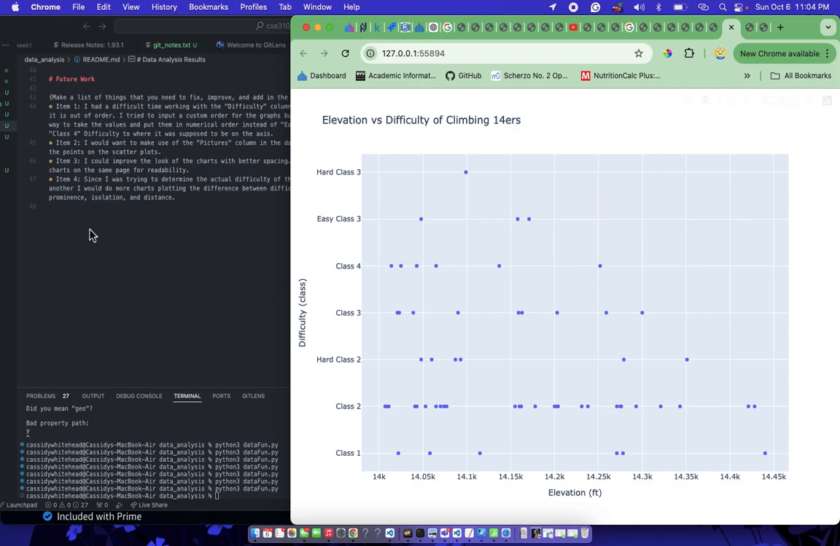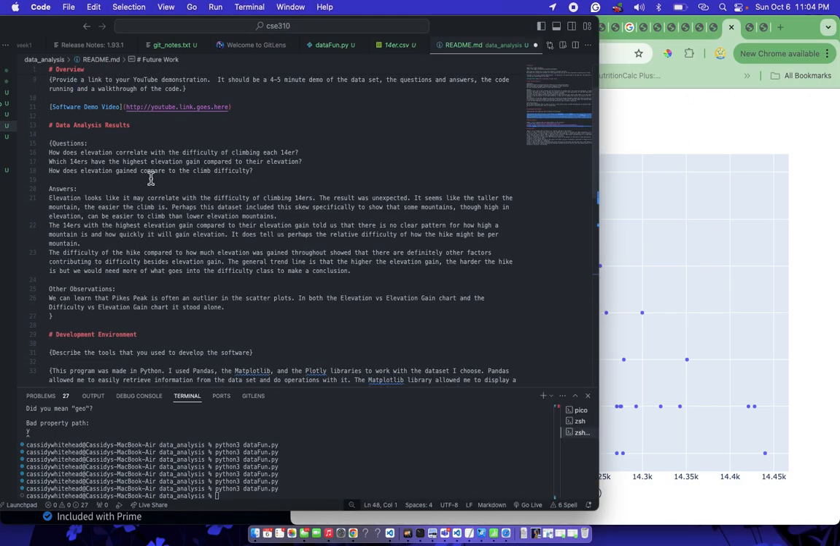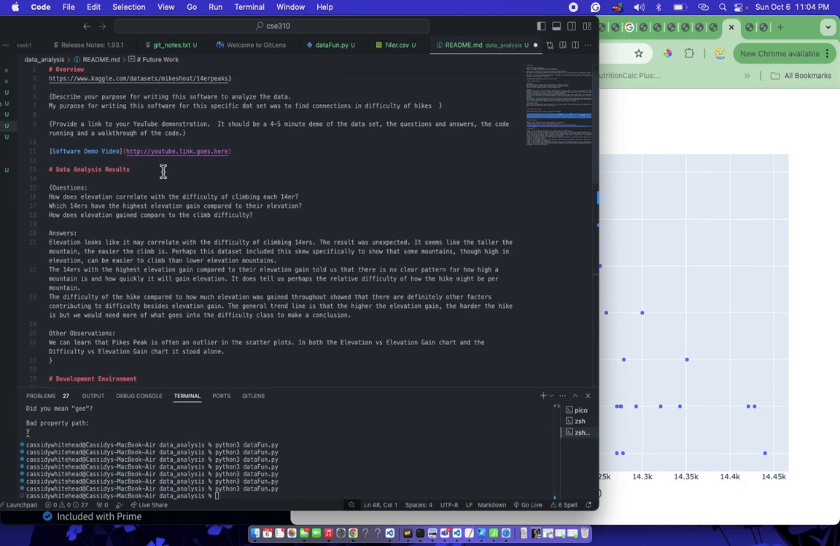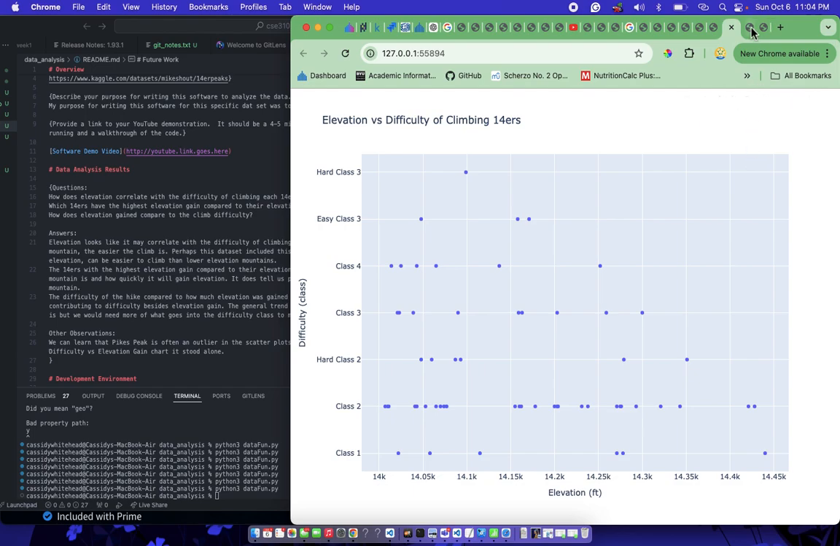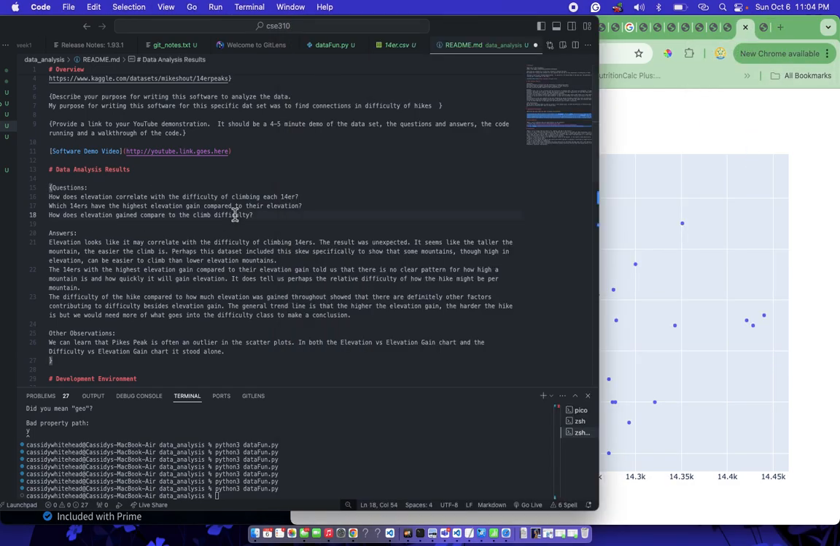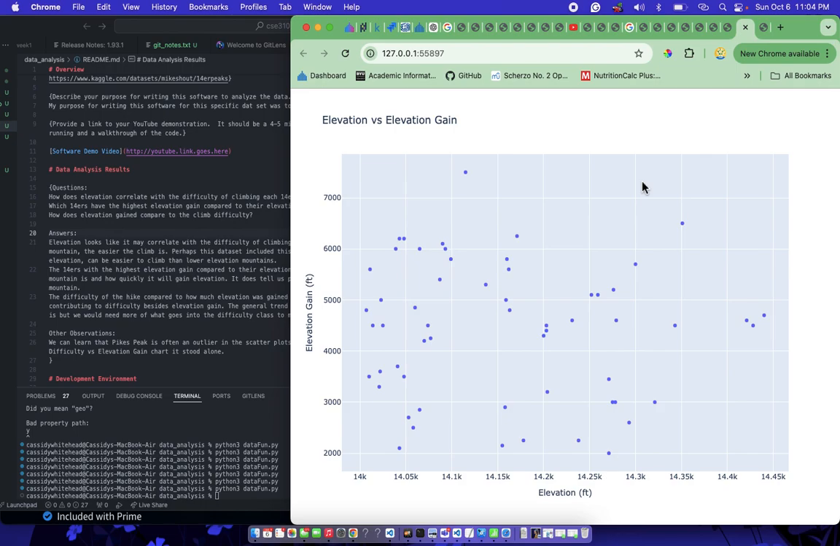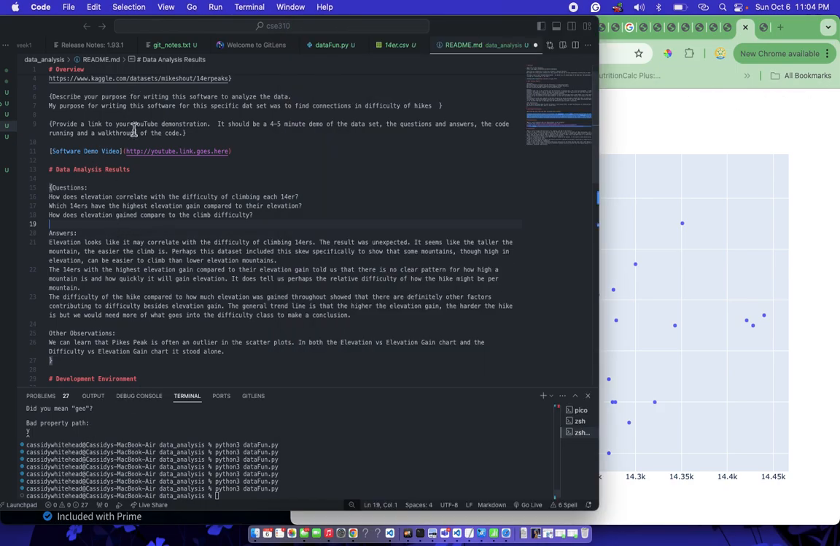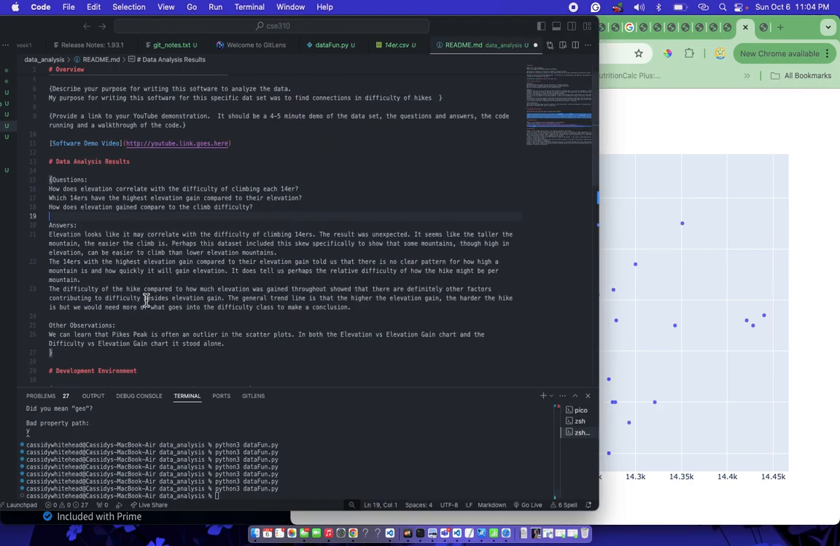So yeah, the questions I was trying to answer were: how does elevation correlate with the difficulty of climbing each 14er? And I answered over here in the other one: which 14ers have the highest elevation gain compared to their elevation? How does elevation gain compare to the climb difficulty? I just told you about that, but I also typed it up there.